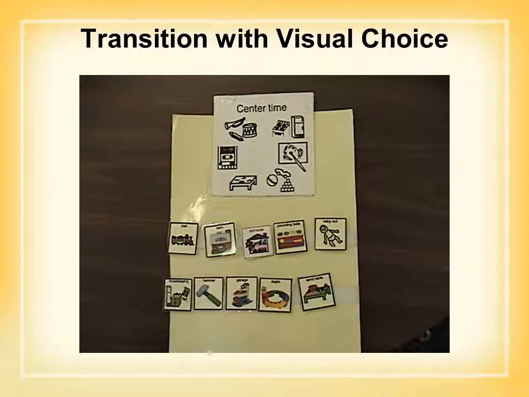Transitions with visual choice. When the children go to centers, in this particular example, they can choose to do one of 8 different things. So they get to choose from that list which center they're going to go to. When you ask a child, or when you ask a grown-up, for goodness sake, where do you want to go to dinner? I don't know. Where do you want to go? We're grown-ups. We should be able to pick from a list of choices. But it doesn't automatically pop into our brain. Children are the same way. What center do you want to go to?